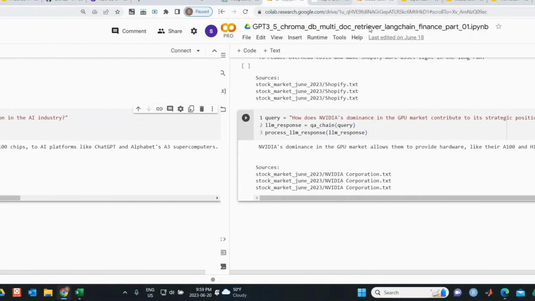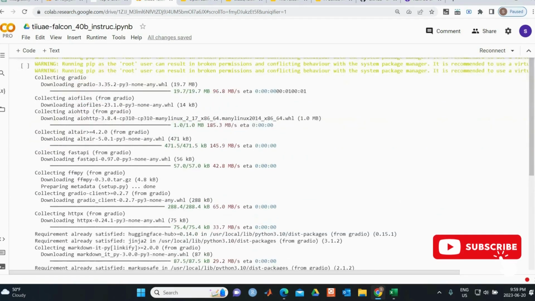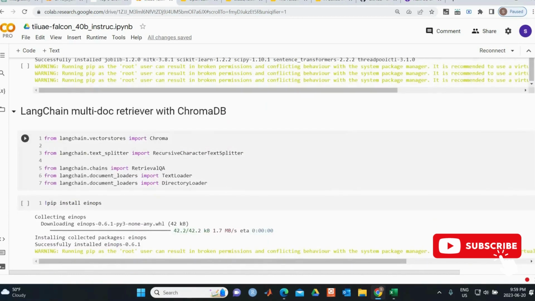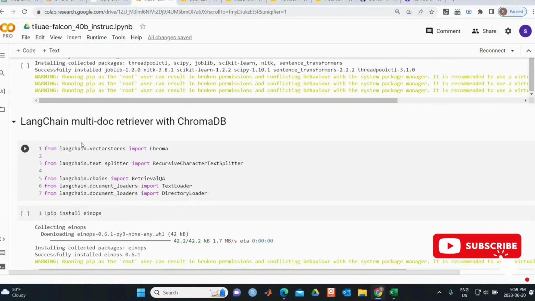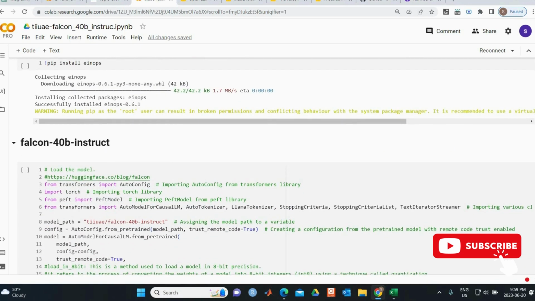Okay, now let's look at the Falcon 40B Instruct model. As I said in the beginning, this is at the top of the Hugging Face Open LLM Leaderboard. Okay, so then we install the necessary packages. And then we set up the LangChain multi-doc retriever with ChromaDB. We import the important libraries, the same step as we did with the OpenAI model.